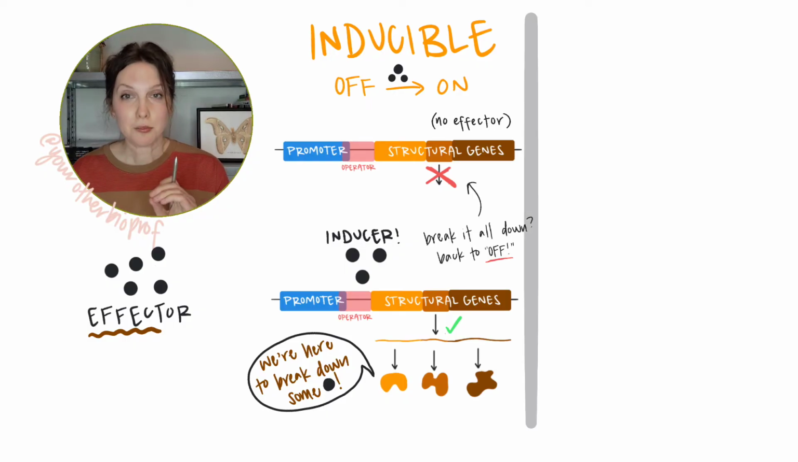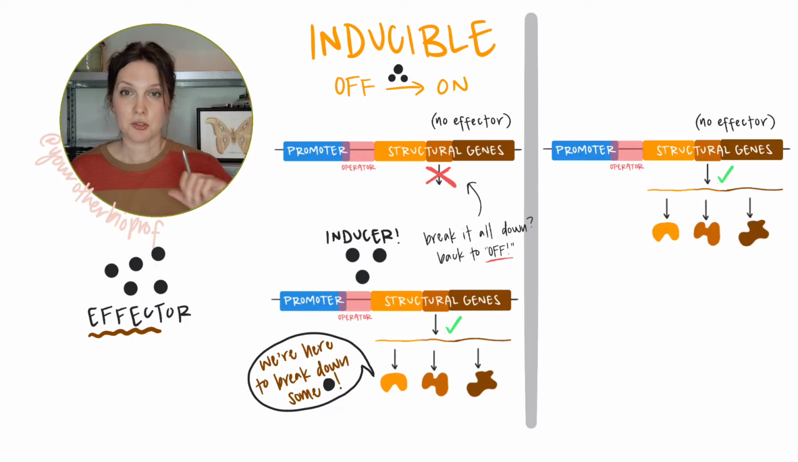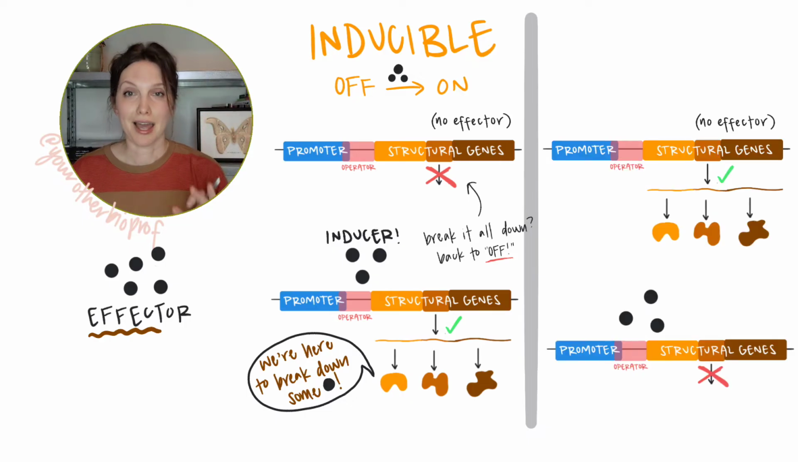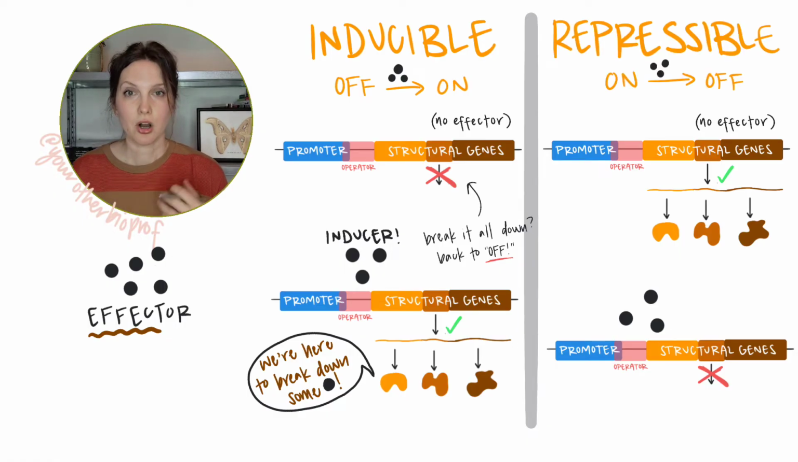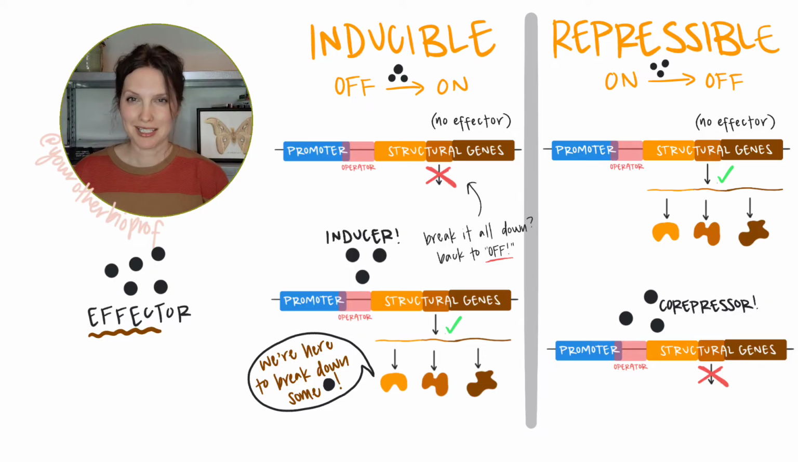But if the presence of the effector leads to transcription decreasing or turning off, that operon is repressible. So we call the effector here a co-repressor, because it participates in that process of transcription going down. Repressible operons often make products that are involved in building a molecule, anabolic pathways.